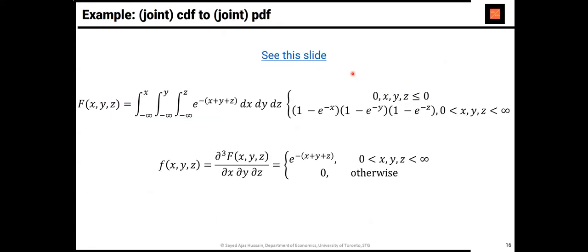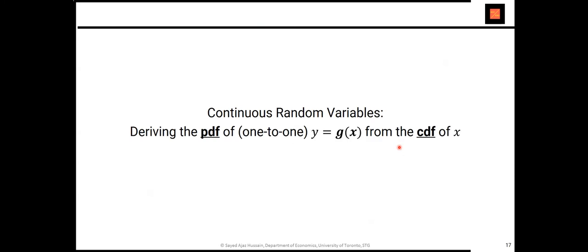Here's another one. You remember this one? We knew the PDF originally. We derived the CDF by the little clever trick. Can I now go backwards? If I take the CDF and differentiate with respect to x, then with respect to y, then with respect to z, you will get back exactly what you started with in the beginning. So it works beautifully. Again, you have to remember the ranges.